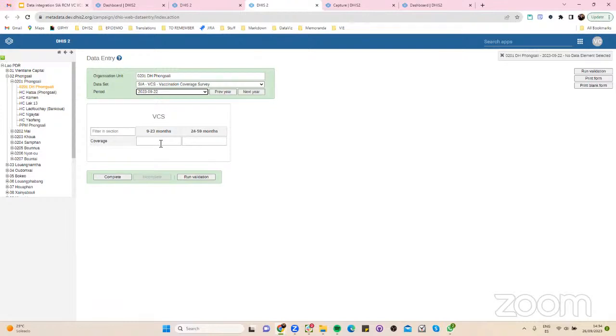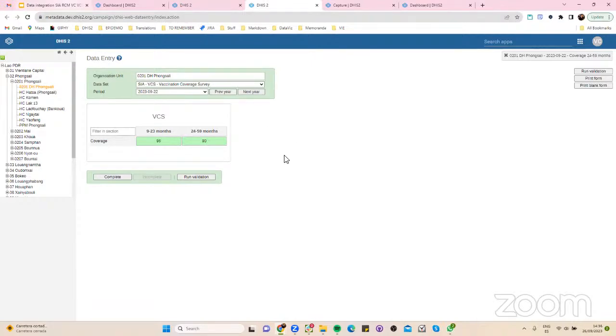But still, nonetheless, if we have a report or we have already calculated the outputs of our coverage survey, we can still enter our numbers, and let's pretend that in our survey it was 96% for these and 90% for the other age group. So you can still report the percentages directly in the system to update the coverage in the area.